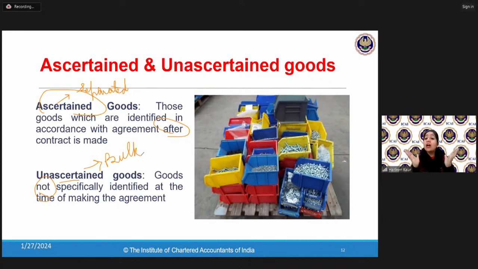You said I want that one particular bag of rice. I picked up one bag and I separated it. It became ascertained goods. So unascertained, certain ka matlab hota hai. Unascertained means unidentified.